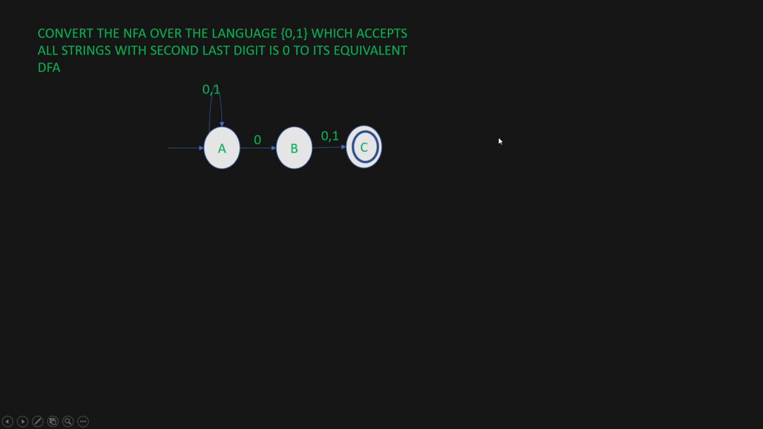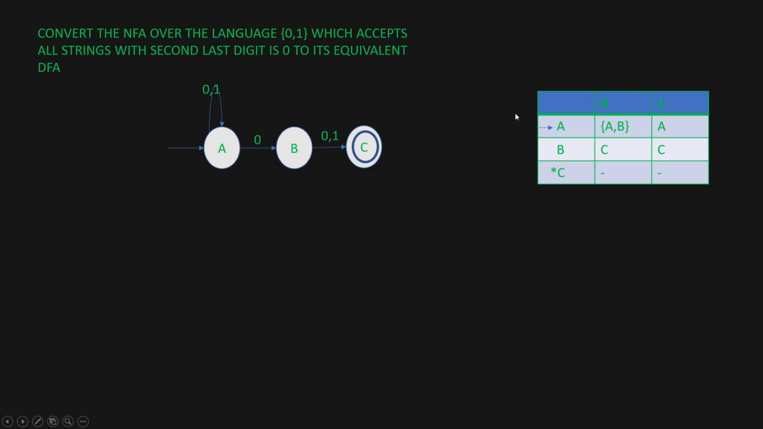Now let's draw the transition table for this NFA. Let's say we are in starting state A, you get input 0, which states are we going to? For input 0, we are going to state A and state B. So A comma B. And for input 1, we are staying in state A itself. What about state B? If you are in state B and you get input 0 or 1, you are going to state C. And state C, since it's the last state, we have not mentioned anything over here. So it is null.